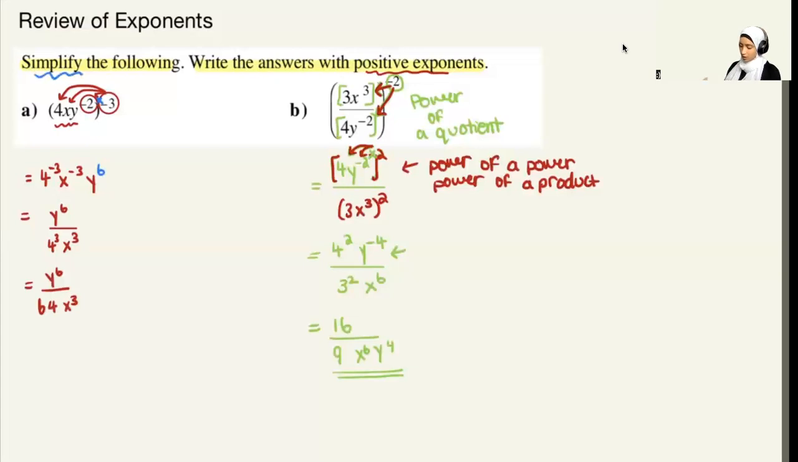Please don't be tempted to cancel these ones. Please don't be tempted to go, oh, that's quotient law, I can go 6 minus 3. No, please don't be tempted to do that because they're very different bases. The base has to be the same if I'm going to use that law, okay?